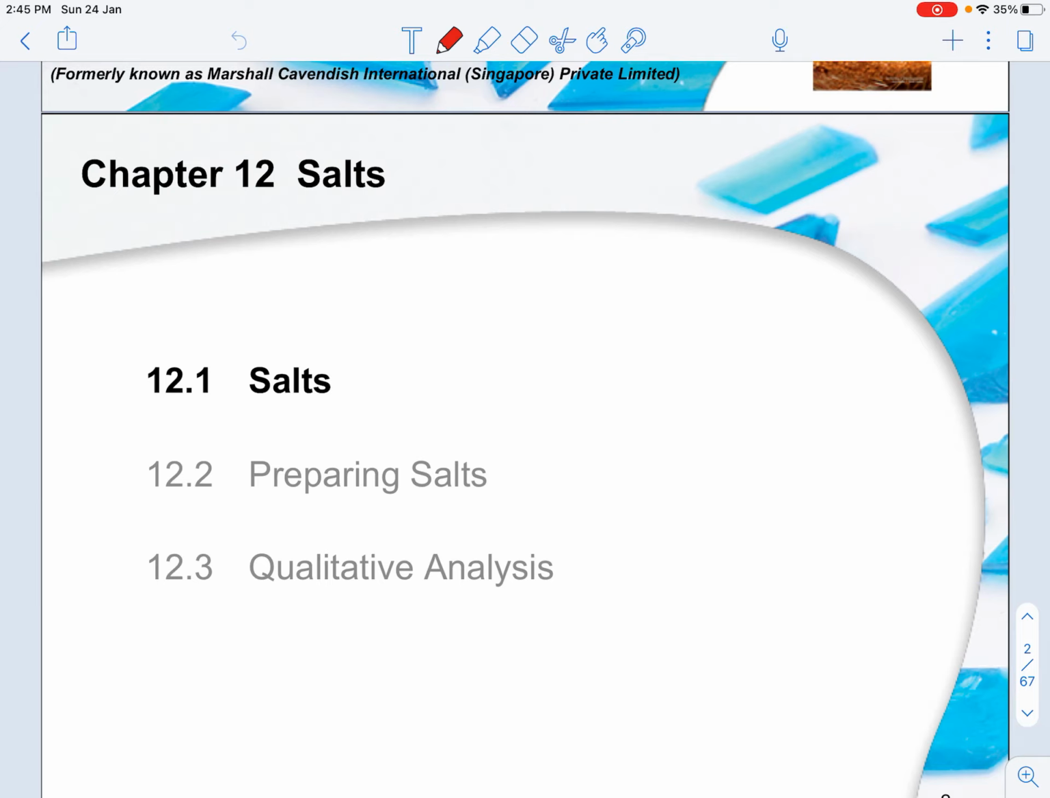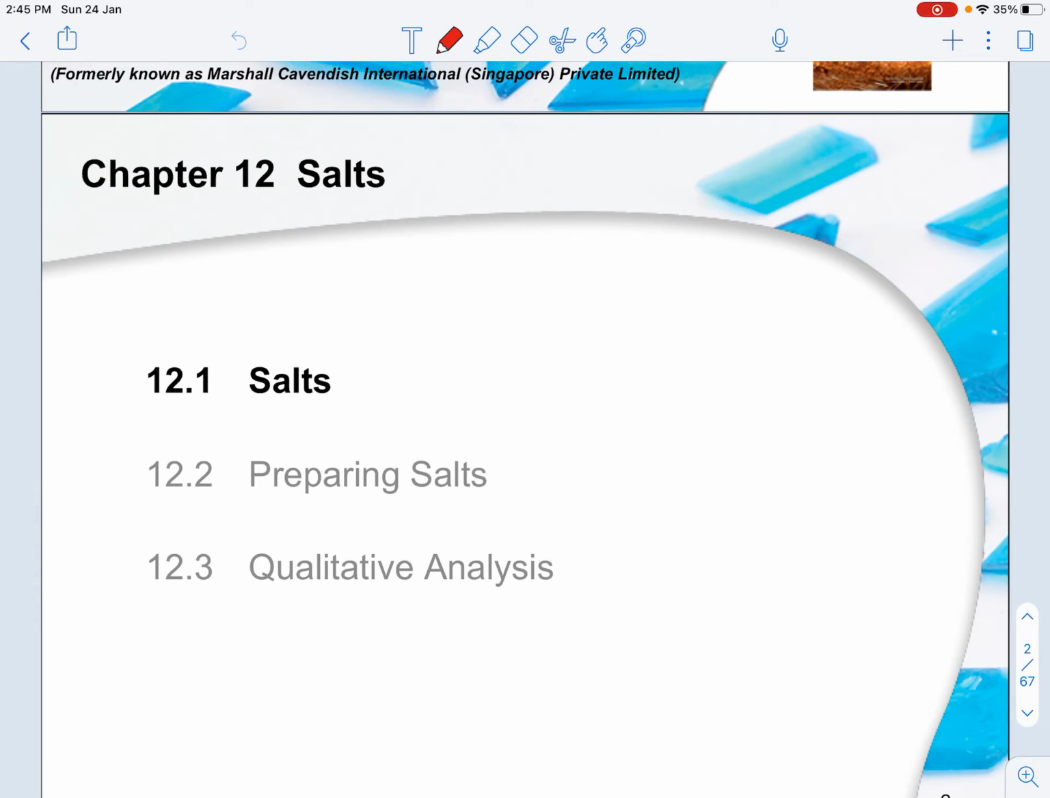know. Number one is what are salts? What are the soluble and insoluble salts? Then, based on the category of it being soluble or insoluble, you will be tasked to learn how to actually prepare them. So preparing them, there are three main methods which you need to know: crystallization, titration, and finally precipitation.